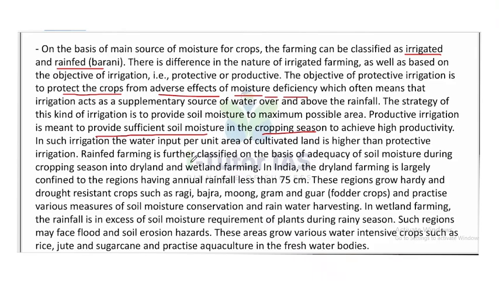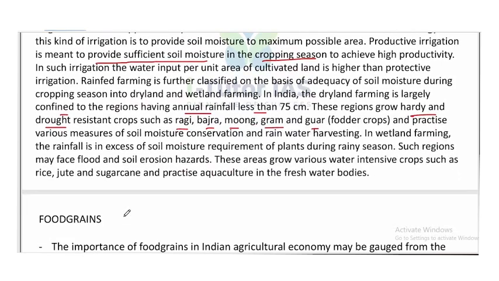Rainfed farming is further classified on the basis of adequacy of soil moisture during the cropping season into dryland and wetland farming. In India, dryland farming is largely confined to regions having annual rainfall less than 75 cm. These regions grow hardy and drought-resistant crops such as ragi, bajra, moong, gram, and guar. Okay, guar is a fodder crop. And they practice various measures of soil moisture conservation and rainwater harvesting.